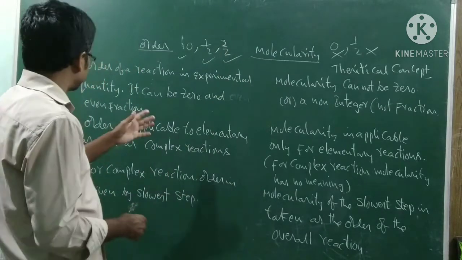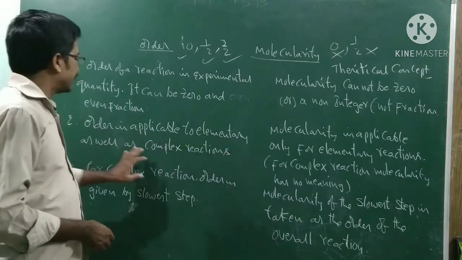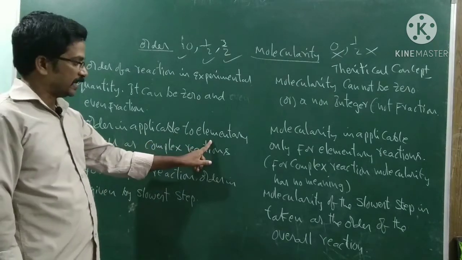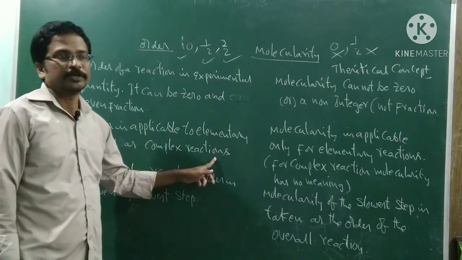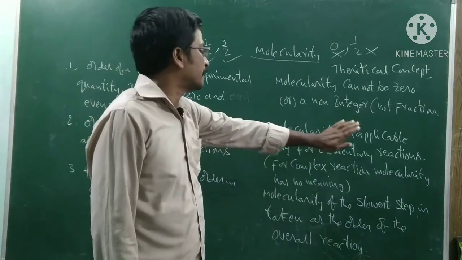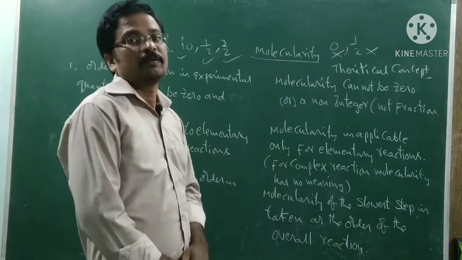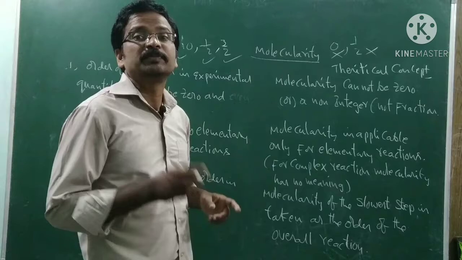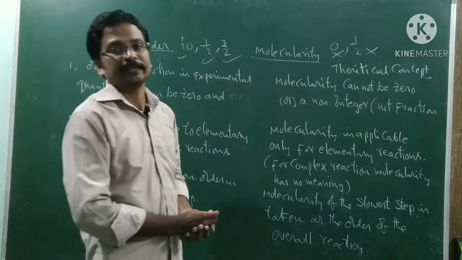Next difference between order and molecularity. Order is applicable to elementary as well as complex reactions. Molecularity is applicable only for elementary reactions. The definition itself says molecularity means the number of reacting molecules taking part in an elementary reaction which must collide simultaneously and give rise to product. This is the basic idea of molecularity.